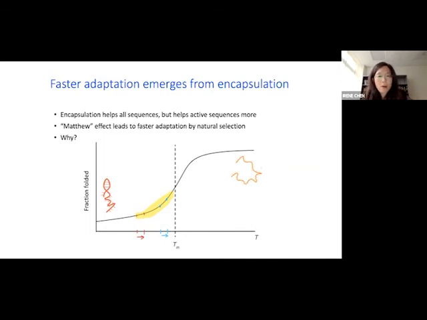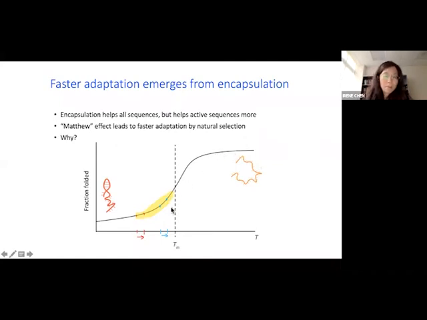What I think was wrong with that initial intuition is that it assumes that you have some well-adapted sequences. Here I'm plotting fraction folded against melting temperature, like a postulated melting curve for these ribozymes. Thinking that you can't really help those good sequences more, because they're already well folded, assumes that we have sequences that live up here on this curve. If you increase the fraction folded, there's not that much headroom.